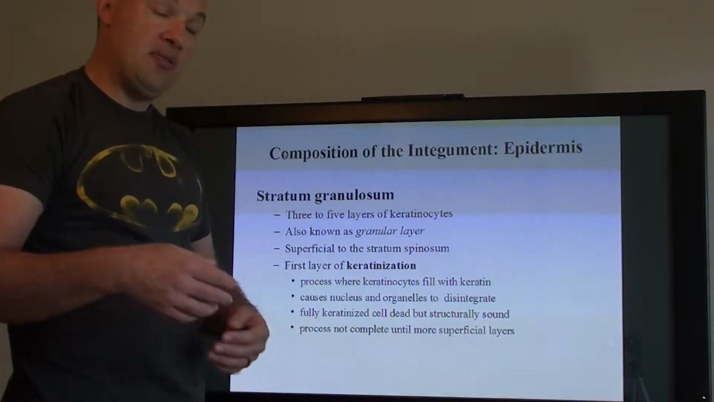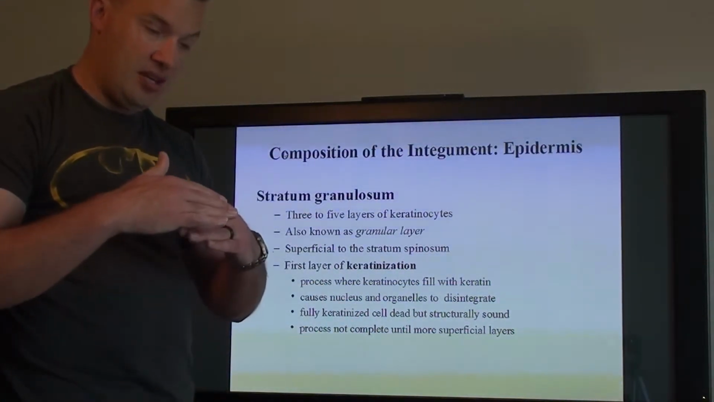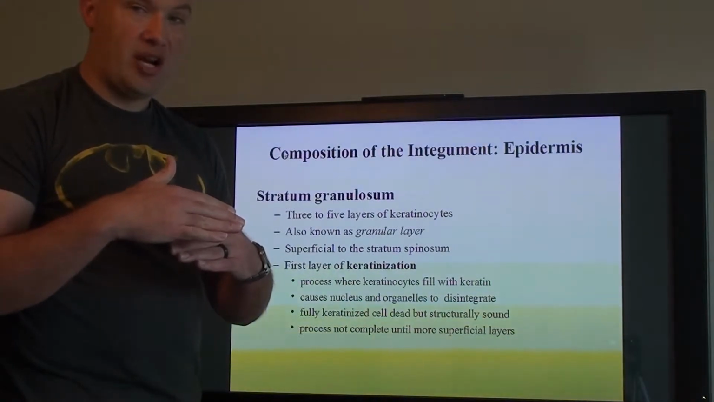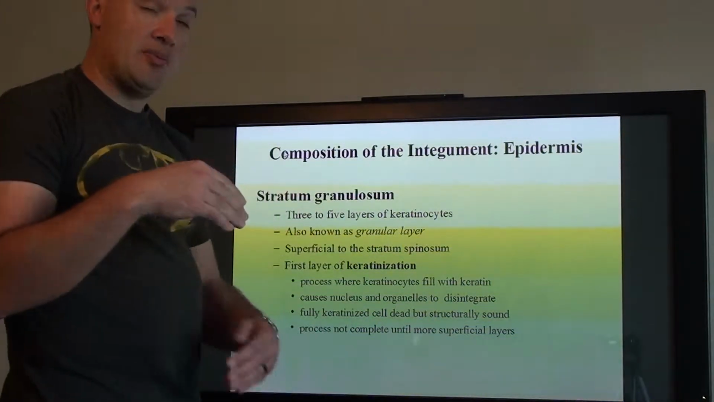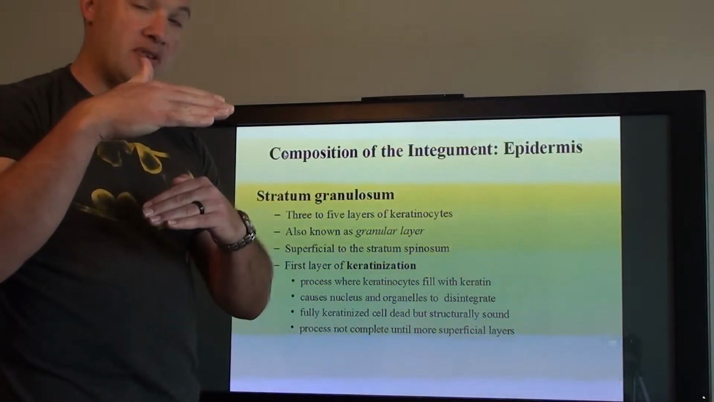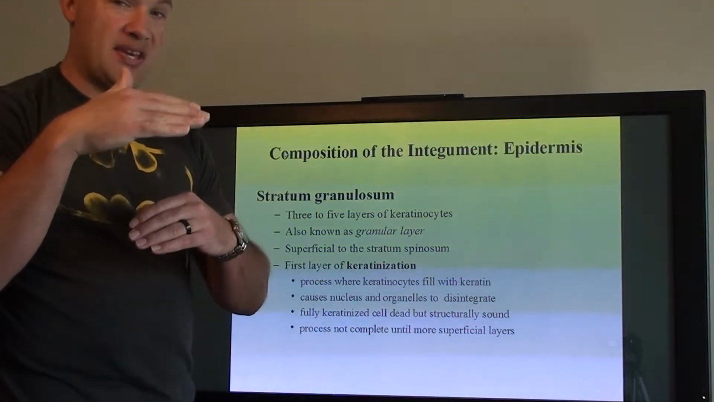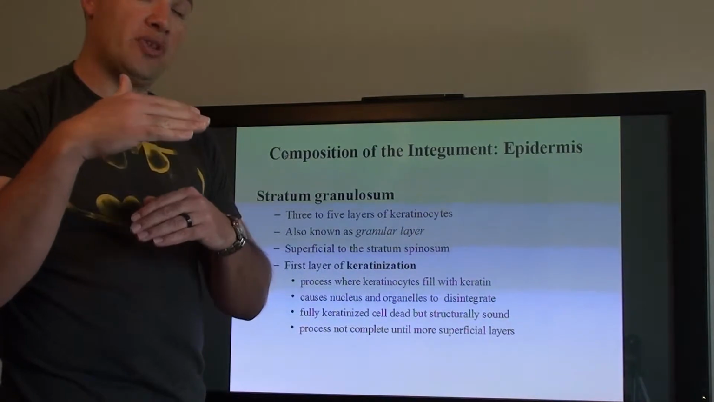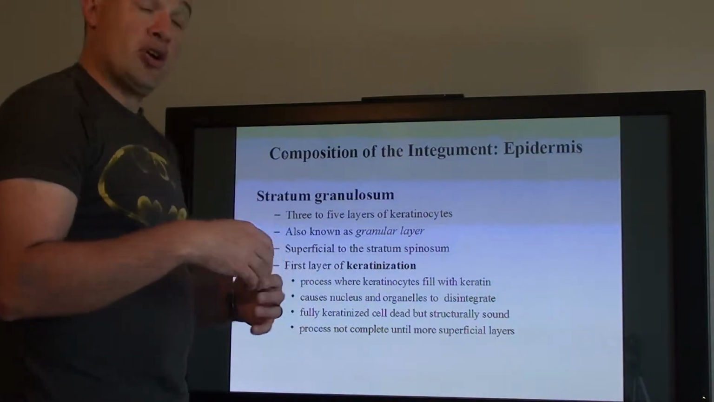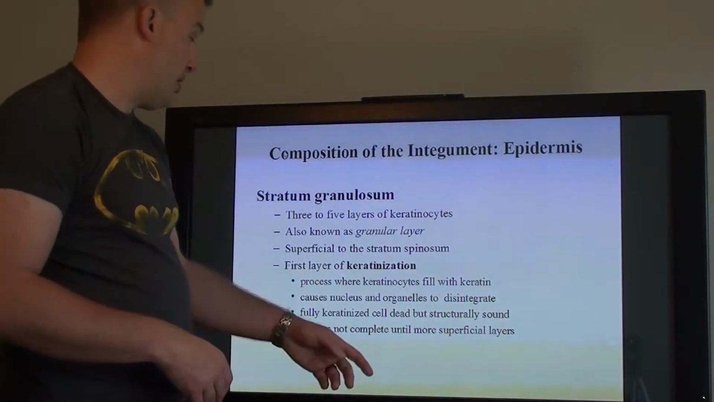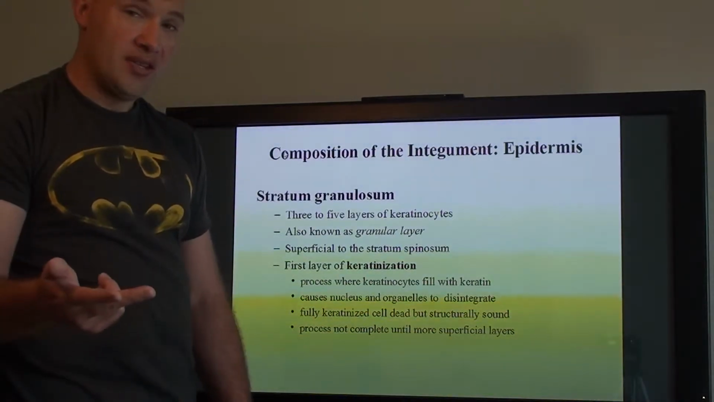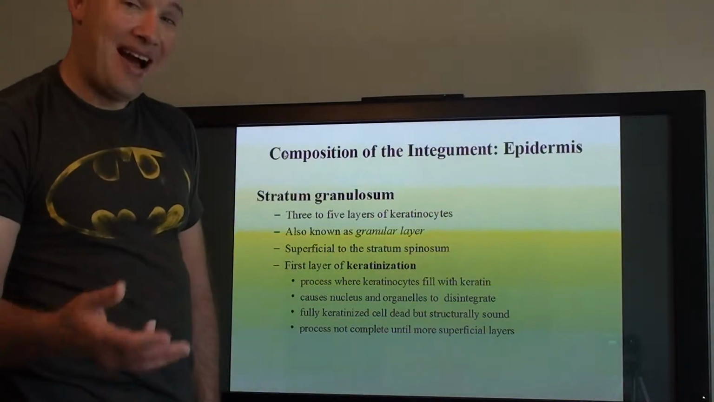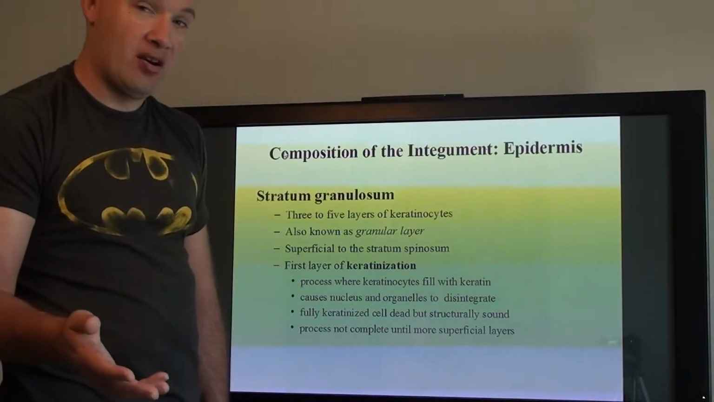Basically these keratinocytes, again, they started dividing in the stratum basale, they moved up to the stratum spinosum, now they've moved up to the stratum granulosum. Here these cells are going to start filling with keratin, and they're going to fill all the way up with keratin. In doing that, they're going to destroy their nucleus and their organelles. They're essentially going to die, but they're going to be filled with keratin.